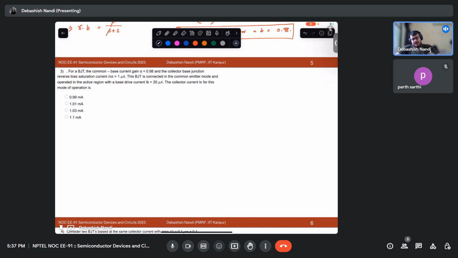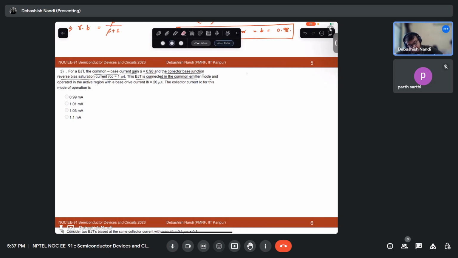It is given that for a BJT, common base current gain is alpha and collector base junction reverse saturation is this. So what do we mean by common base? If this is your, let's say, PNP transistor and this is your emitter, or rather let me tell you how to write it properly.